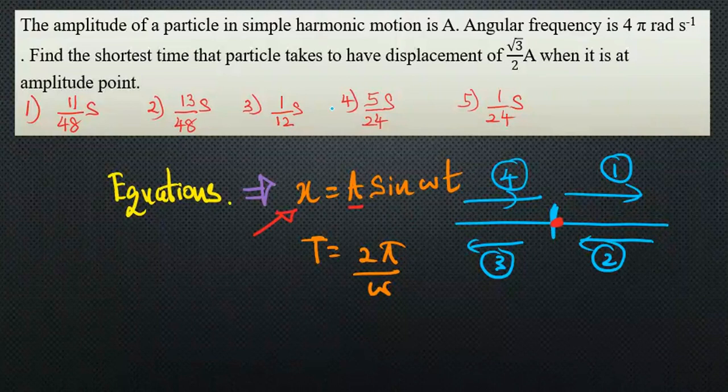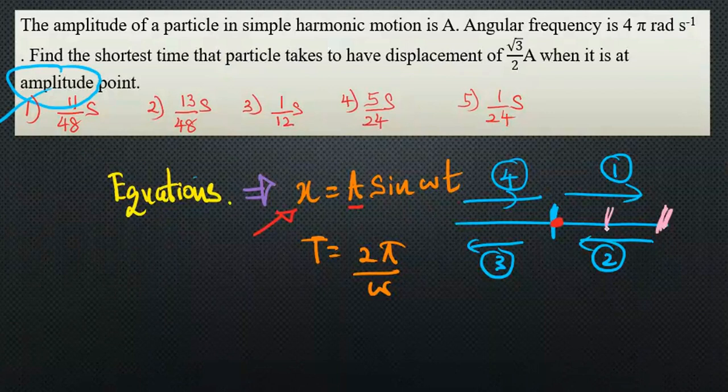So here they are telling us a very special part: find the shortest time that the particle takes to have this displacement when it is at the amplitude point. If you miss this point, you are going to go down a different path for the answer, so you might end up with a wrong answer. They are asking for the time to come from the extreme end to a certain point here.